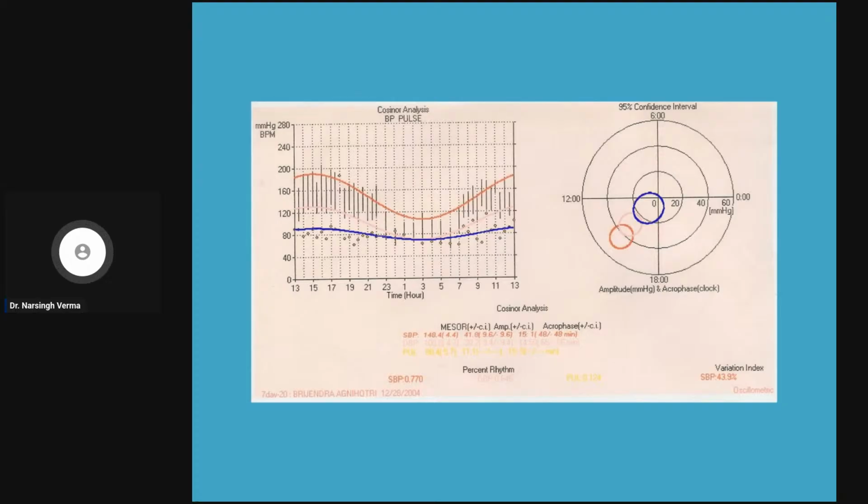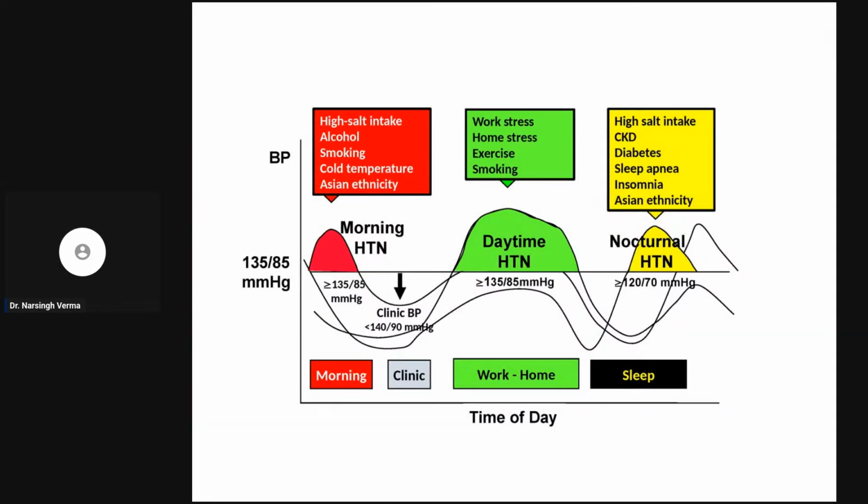And you can see here in this particular graph that the variability is there. Not only that, it is also showing at what time maximum variability was there. That is called acrophase. So this is how we record 24-hour 7 day blood pressure and find out the variability.